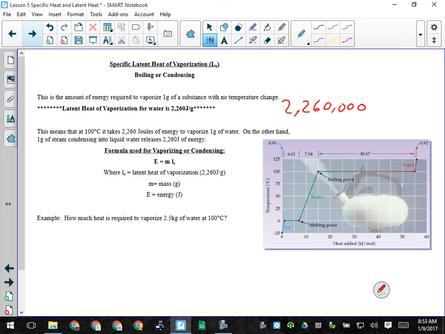Water carries a lot of energy with it if it's a vapor. All right. To calculate the amount of energy required to evaporate water, or that water would give off when condensing from steam back into liquid, okay, we would use this formula here, E equals mLV. Okay, M is again the mass in grams, and this number is LV, 2,260 joules per gram. Everybody with me so far? Okay.